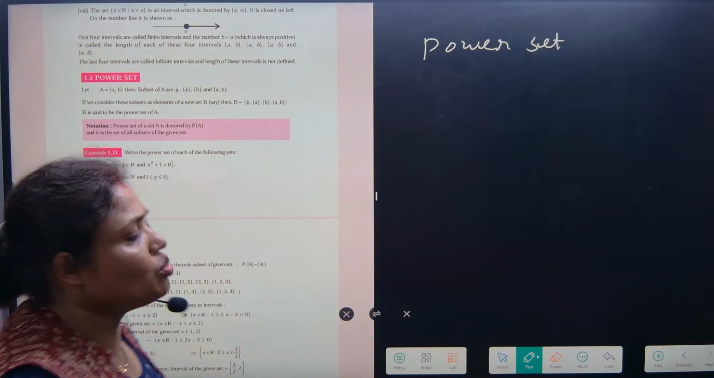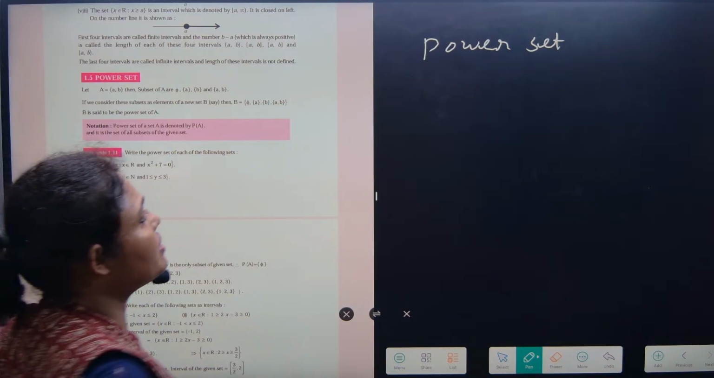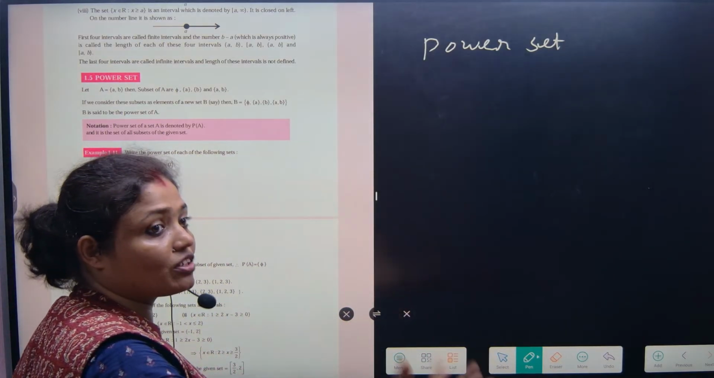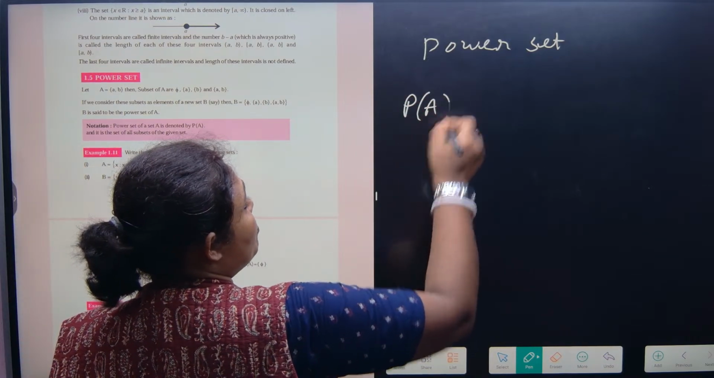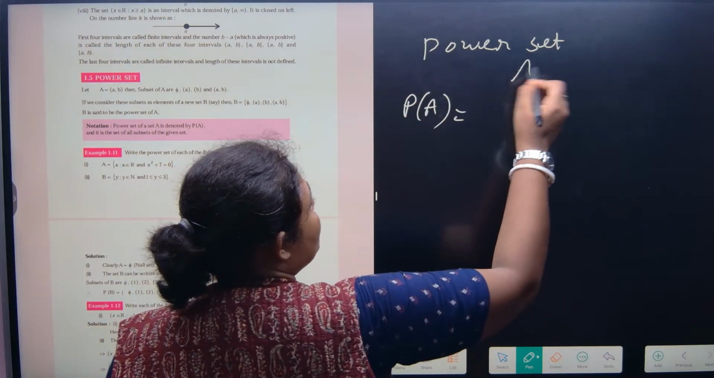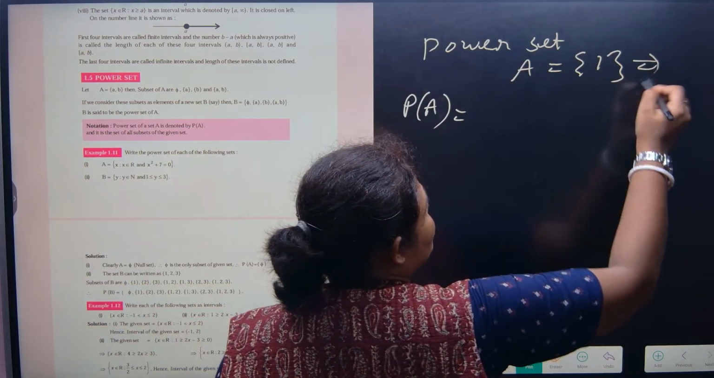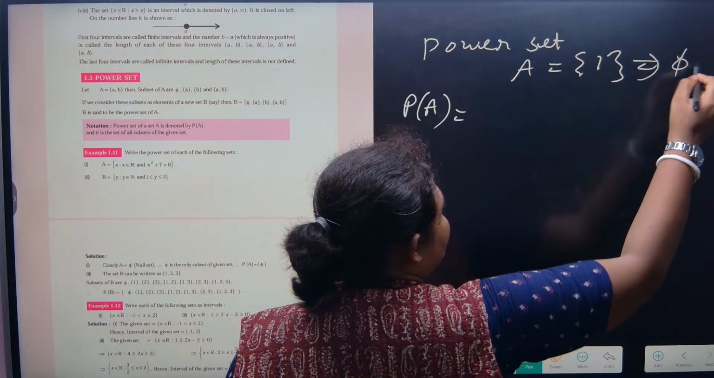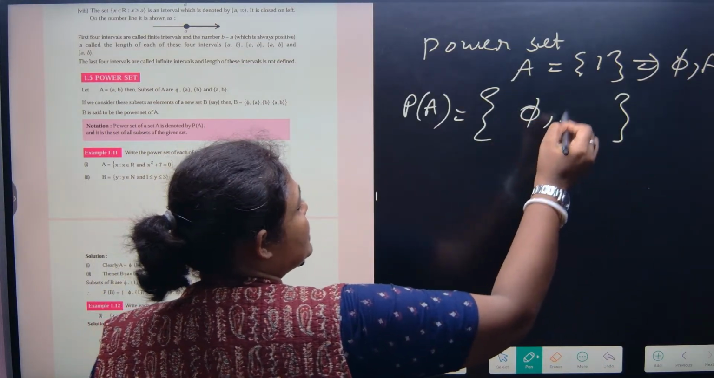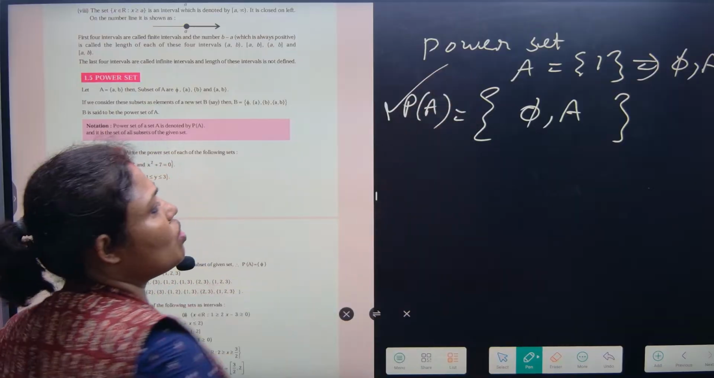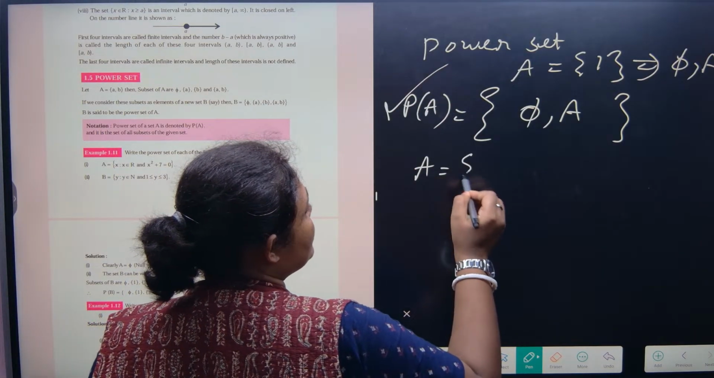We have already done how to find the subsets of a set. If we collect all the subsets of a set, then that collection is called the power set. For example, the subsets of this set are phi and A. If we write these subsets within a set, then that set is called the power set.